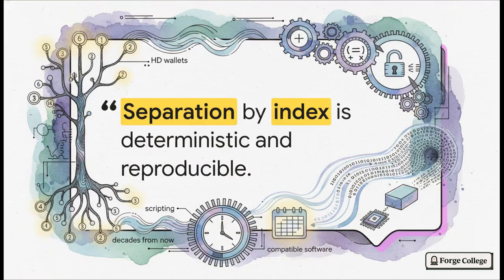I absolutely love this concept. Separation by index is deterministic and reproducible. It really is the absolute truth of cryptography. There's zero guesswork here. You aren't relying on some third party's private database. As long as you have documented your path and your index number, you can reliably rebuild these exact same accounts decades from now on any compatible software. It is math that you can fundamentally trust.